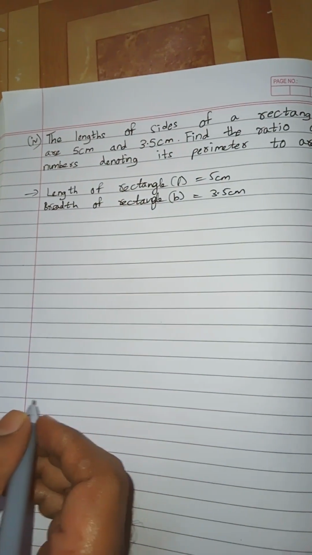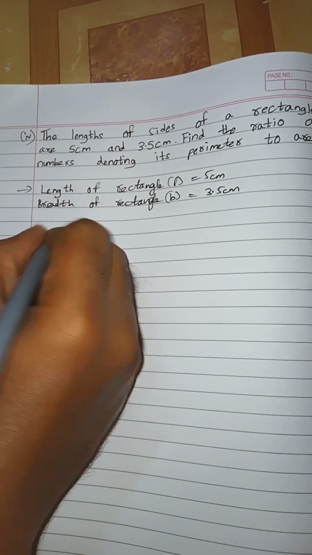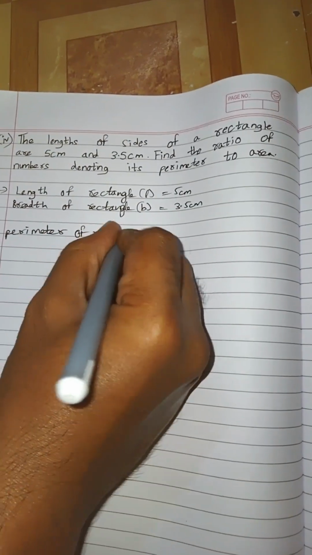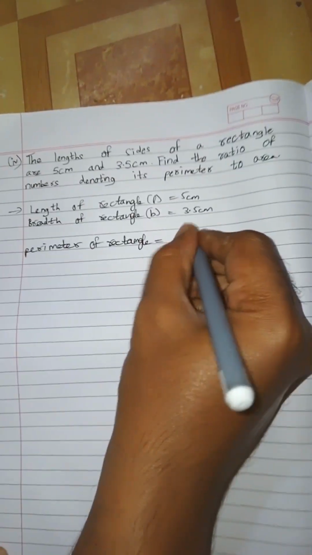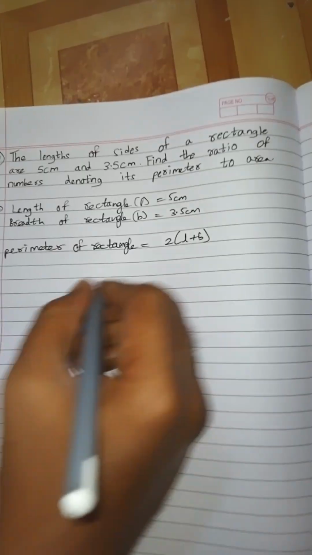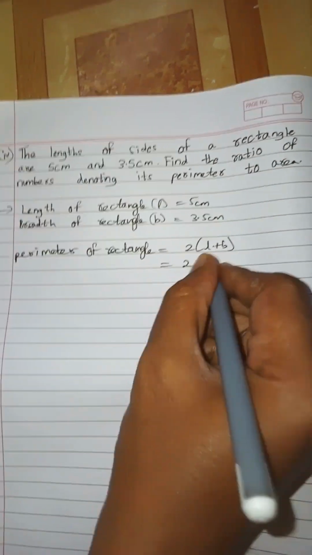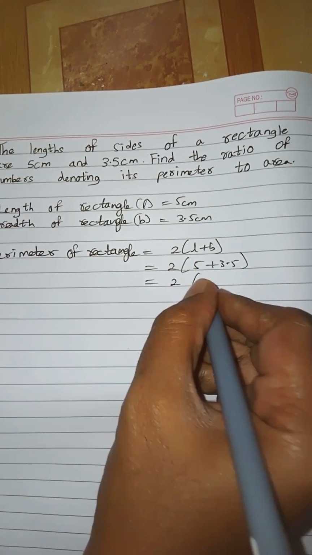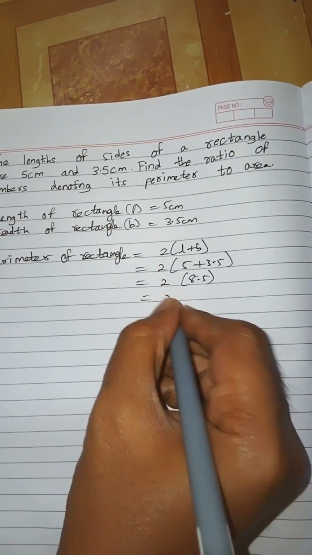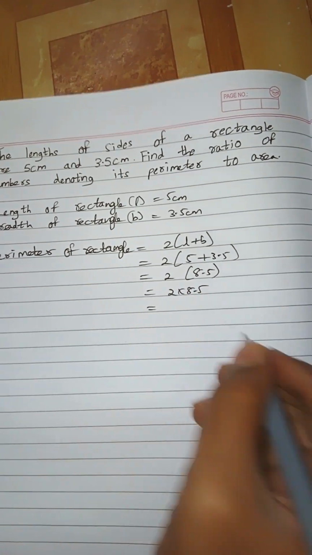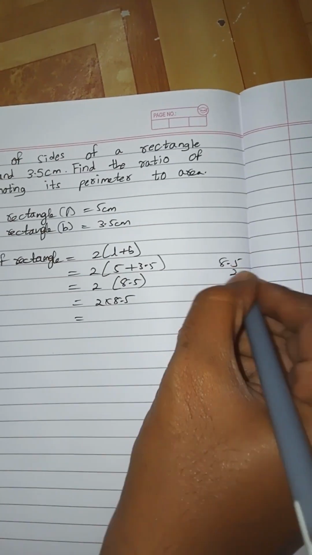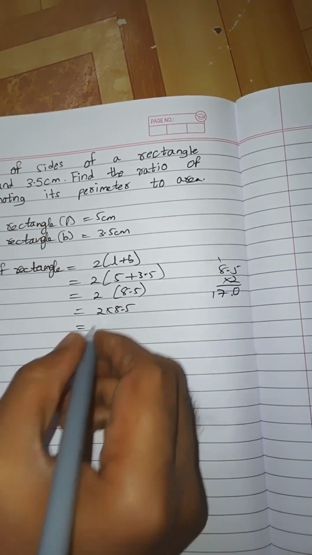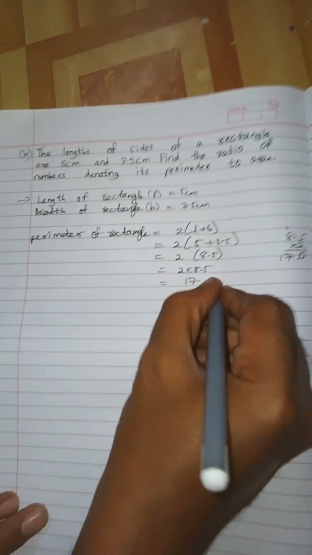First we have to find the perimeter of the rectangle. The formula of perimeter of rectangle is 2 multiplied by length plus breadth. 5 plus 3.5 is 8.5. So 2 multiplied by 8.5. 2 fives are 10, 0, 1 carry; 2 eights are 16 plus 1 is 17.0. So the answer is 17 centimeter.